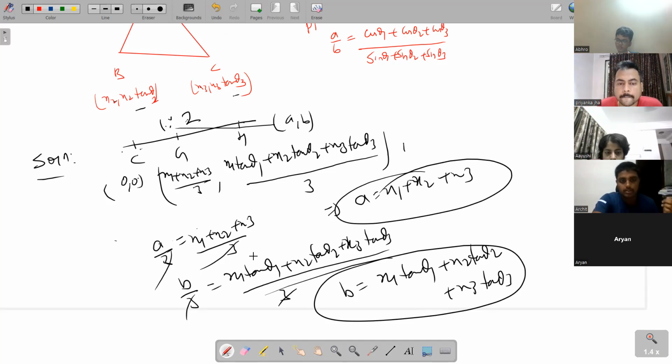सर वो A/3 is equals to (x1 plus x2 plus x3) by 3 वाला वो कैसे आया? Yeah, section formula. Apply section formula here. Like 1 into A plus 2 into 0 upon 1 plus 2. mx2 plus nx1 by m plus n. Section formula.